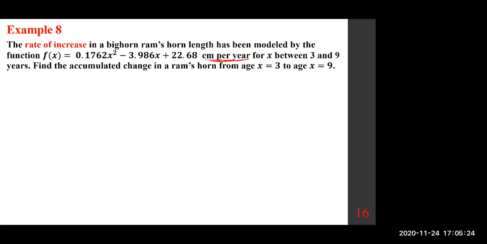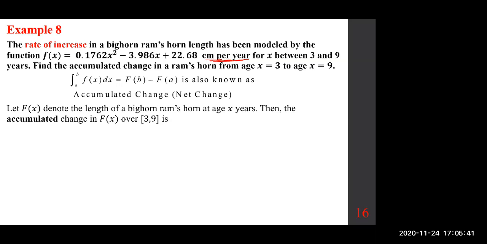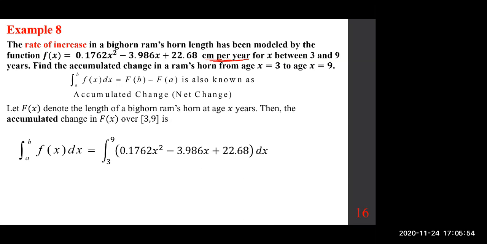That means it's the rate. And so for x between 3 and 9 years, find the accumulated change in ram's horn from age 3 to 9. That means basically you integrate from that. This is the accumulated change or the net change theorem, class. Capital F of x represents the actual length, okay? And so accumulated or the net change requires the integration of lowercase f from 3 to 9, which is this.